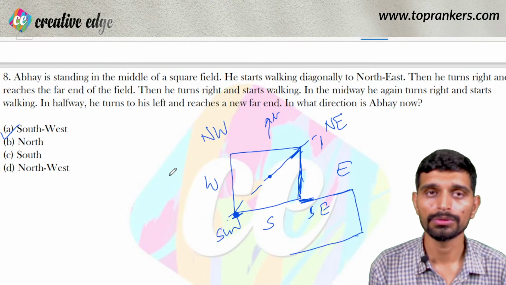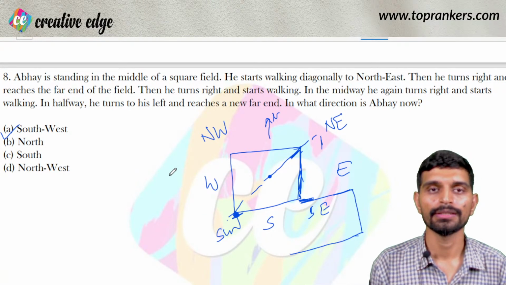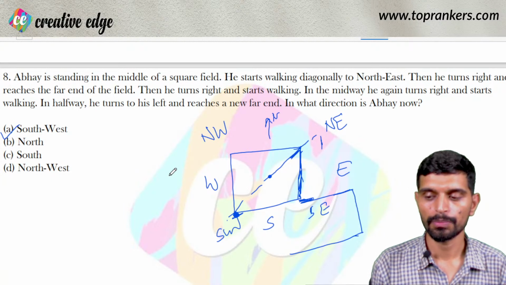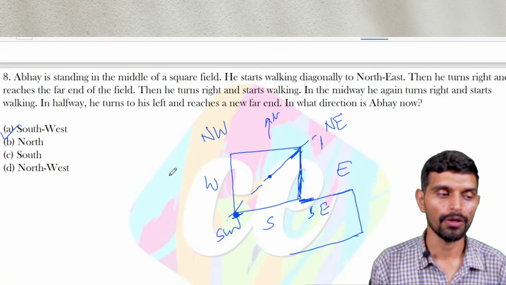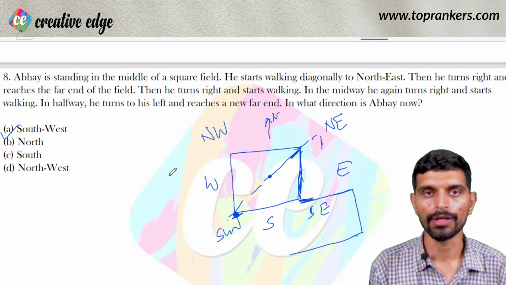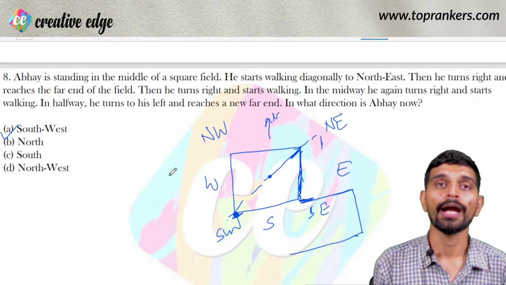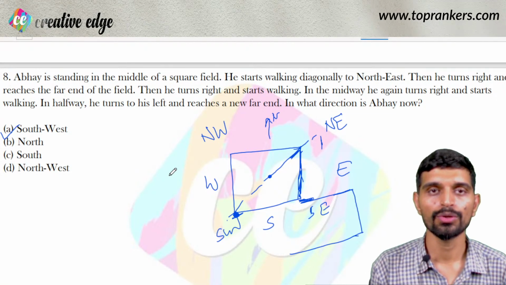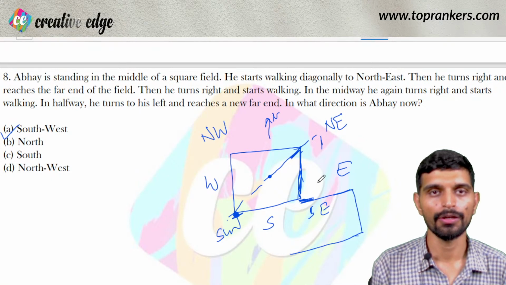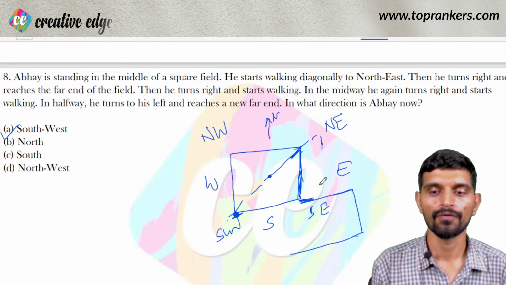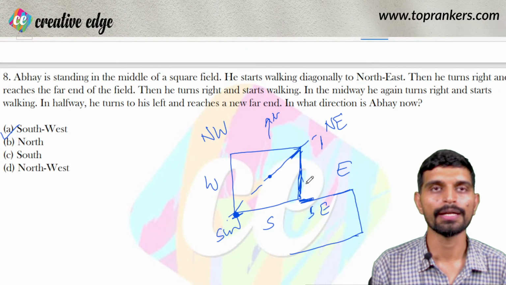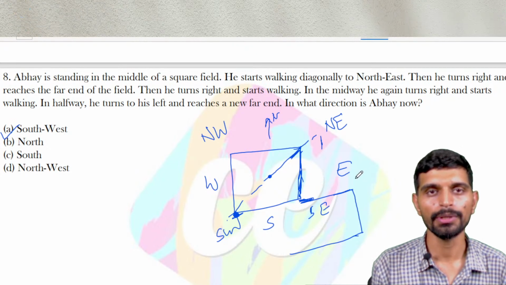So these are the varieties that are possible there. Please try to solve and get comfortable with these topics.